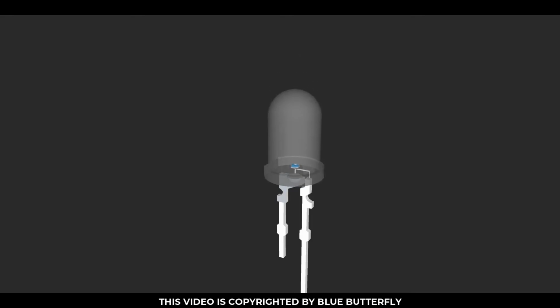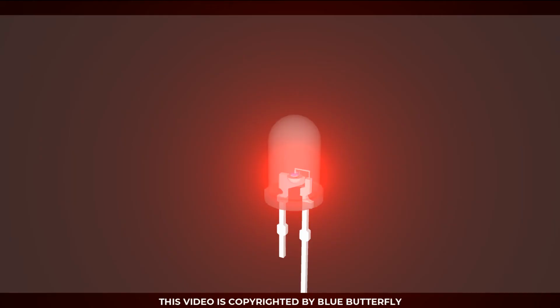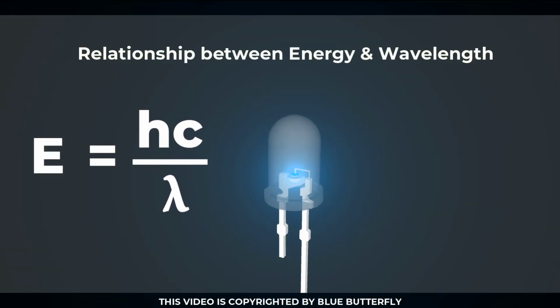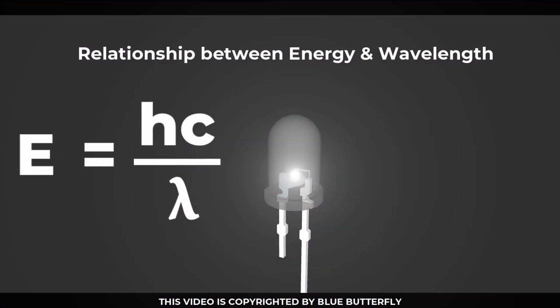Okay, you have seen LEDs in so many colors, but how does it emit those colorful lights? The answer is the use of other semiconductor materials. Different colors are formed when the wavelength of photons is different.